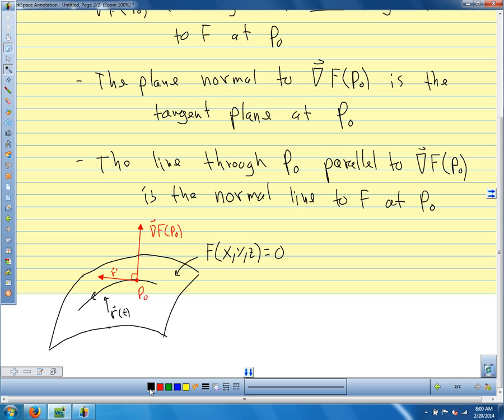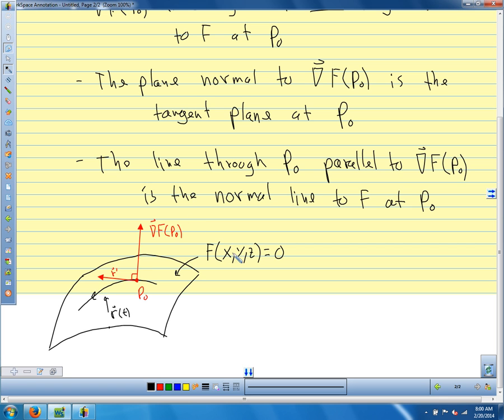So, questions on this part, too. If we have z equals f of xy, our gradient points in the direction of the maximum rate of change of the surface. If we have f of xyz is a constant, our gradient gives us a normal vector, a vector in space that is normal to our surface.